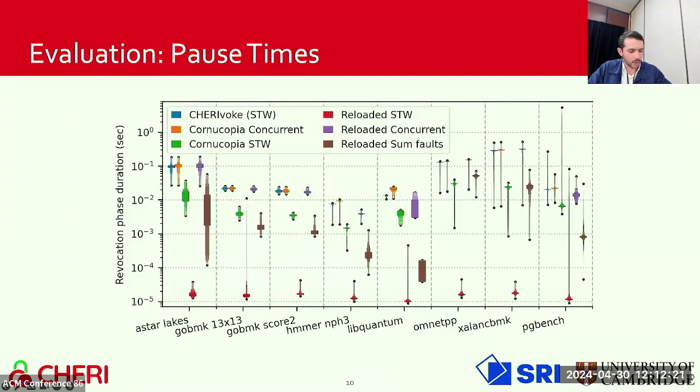When we look at Cornucopia's stop the world phase, which is in green, we can see that it is significantly shorter than its concurrent phase, though the difference between them depends on the benchmark. And also it's still quite a lot of time. Even on a fast Morello board, we're looking at milliseconds here, which is not really suitable for interactive workloads. As a final observation, though, the Reloaded stop the world phase in red is roughly constant across benchmarks and orders of magnitude lower than the Cornucopia stop the world phase, which suggests that it might be suitable for these interactive workloads.